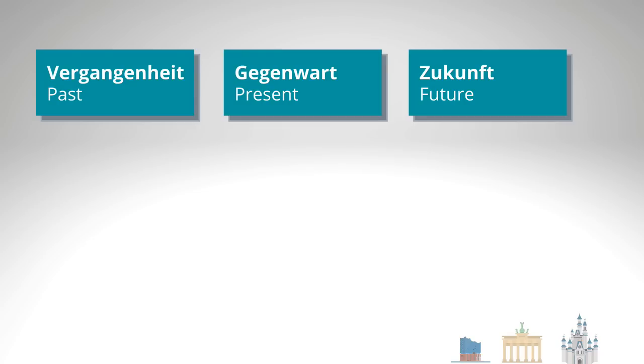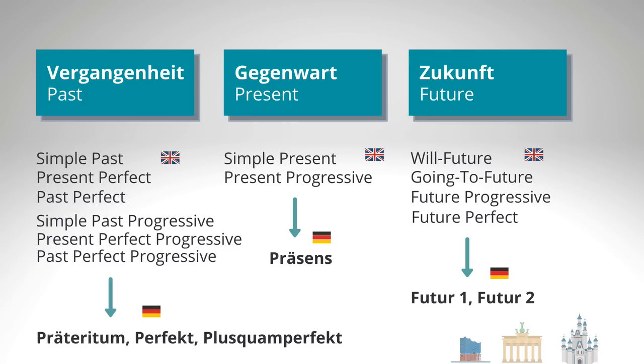But that's only the bare minimum. Most languages have more than just 3 tenses, and English even has 12: 6 past tenses, 2 present tenses, and 4 future tenses. Makes a total of 12. German only has half of that amount. We have 3 past tenses, the Präteritum, the Perfekt, and the Plusquamperfekt, 1 present tense, the Präsens, and 2 future tenses, Futur 1 and Futur 2. Let's take a look at each of them.